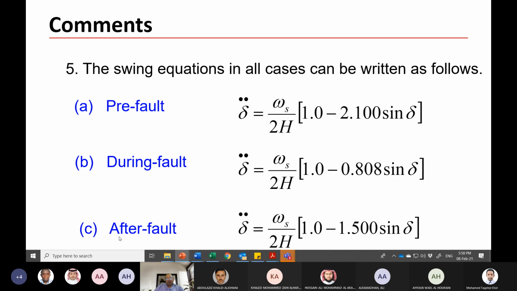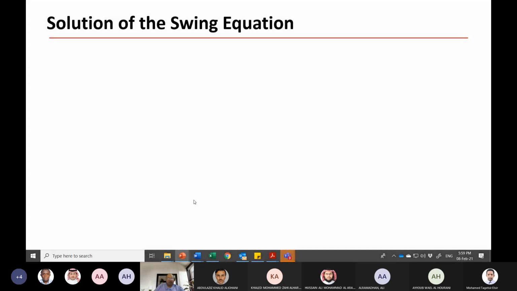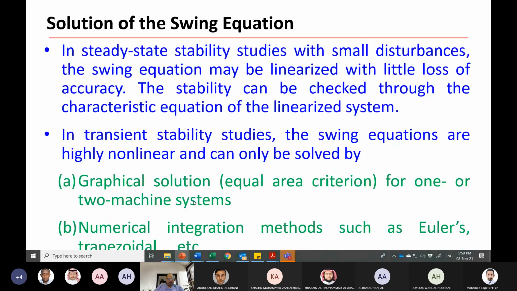In order to check whether the system is stable or not, you have to use numerical integration techniques to solve these three equations within their time periods. This is the numerical solution, and we have a graphical solution, as we will see later on, for a single machine infinite bus by equal area criteria. Let me finish this part, and then we take a break for 5 minutes for prayer.